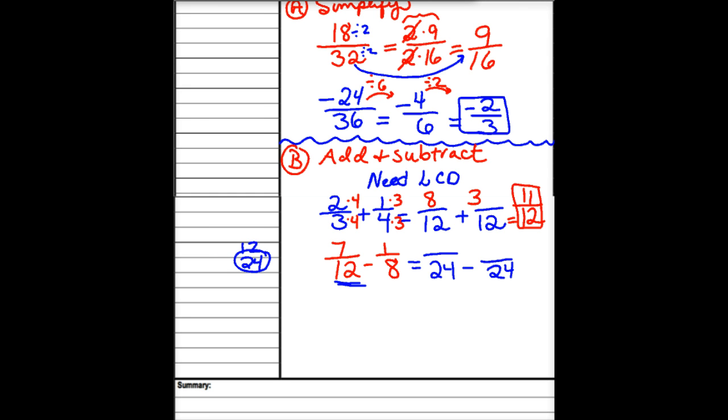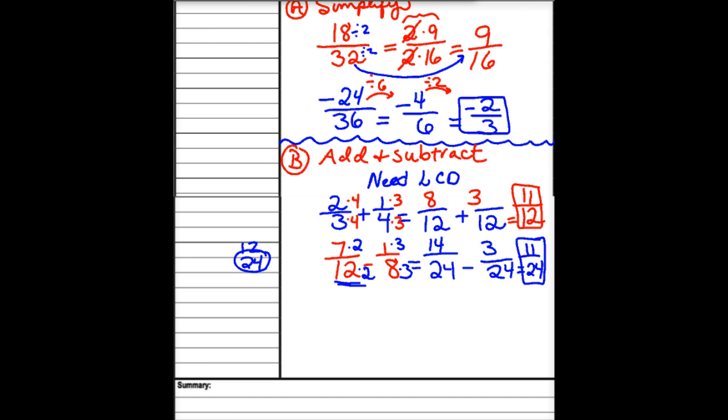Notice I don't get that by just multiplying 12 times 8. I really just need to kind of grab the bigger one and keep bumping it up until the little one fits into it. So this one needs to get doubled to make a 24, so I double the top. This one needs to get tripled to make a 24, so I triple the top. Now that I have a common denominator, I keep it and I subtract the tops, and then I make sure it's simplified. If that had been 12 over 24, I would have to knock it down, but that one is simplified already.